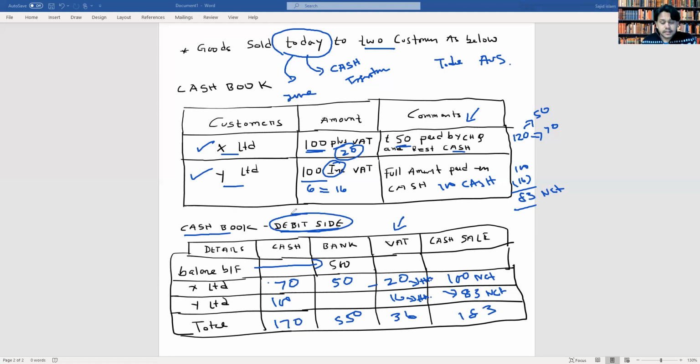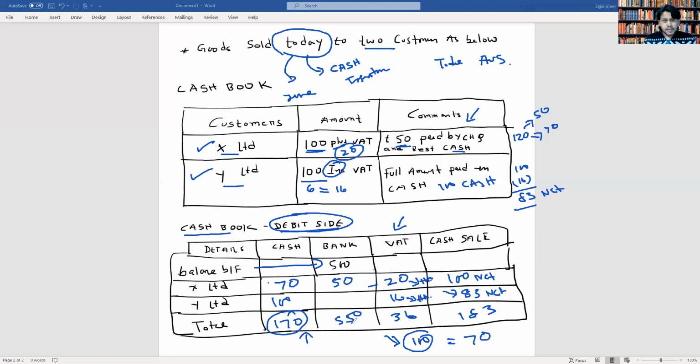If the question says the credit side of the cash book is £100, for example, how much is the balance? Remember, the cash book balance is always the debit side minus the credit side. So if we have a debit side of 170, and the credit side is 100, the balance will be 70. That means we have £170 and we paid £100. The left is 70, exactly like the bank.